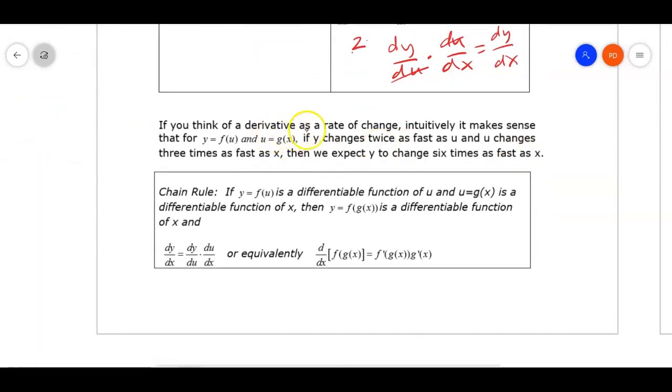But if you think of the derivative as rate of change, if y changes twice as fast as u and u changes 3 times as fast as x, in this situation we did in the second case of the composition, then y would be expected to change 6 times as fast as x. That's the most basic example. So this is what we're looking for when we're looking for a derivative. We're looking for this dy/dx, the derivative of y with respect to x.